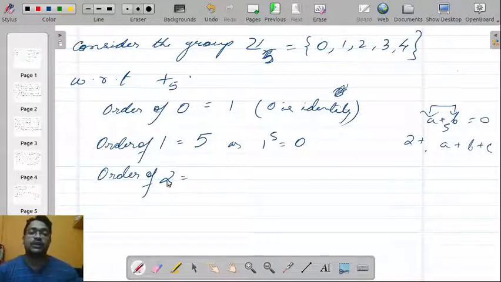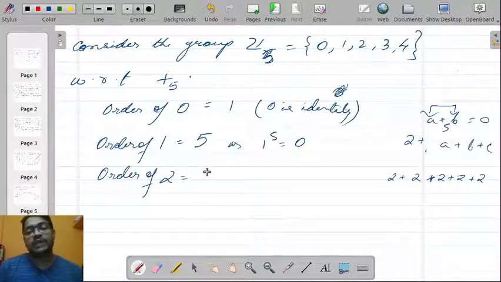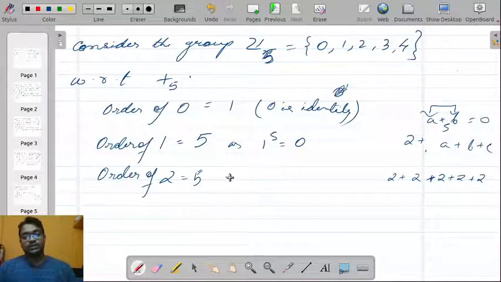So if I want to find out the order of 2, what I have to do is find how many 2's added together will give you a multiple of 5, so that after taking mod 5, we get the remainder to be 0. So here 2 can be added to itself 5 times. 2 to the power 5 is equal to 0.